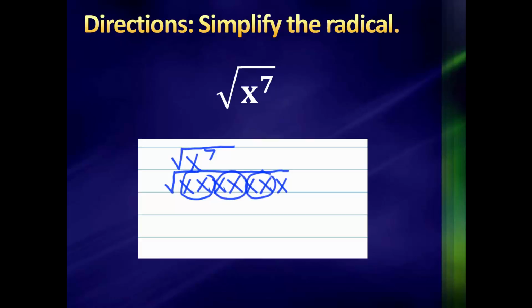How many x's am I able to pull out? 3 of them. That means that's going to be x cubed, but I still have 1 x that was left inside, so it's going to remain the radicand, and that would be my final answer.